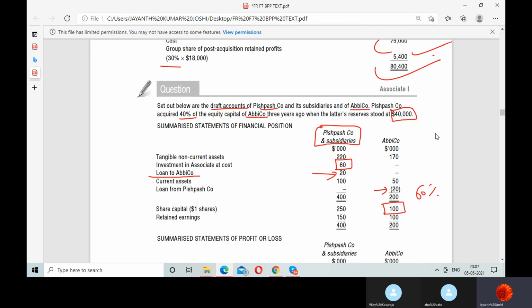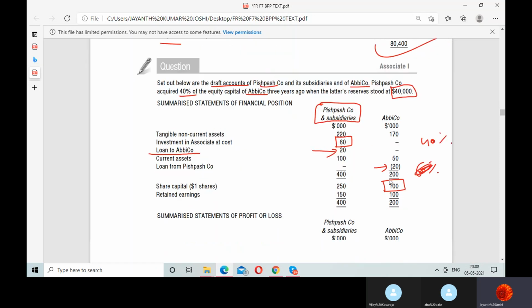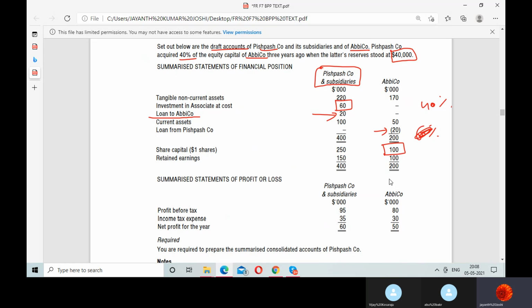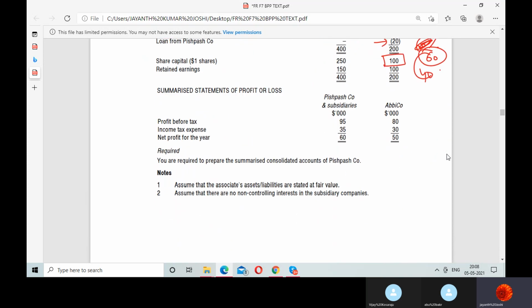But it is not like that. Actually, Pishpash company acquired 40% of the equity. Ah, it is 40% that they have acquired, and 60 is Abbey company's capital. So for 40%, which happens to be this much, they paid this much. That is a different ballgame. They can pay a higher amount, correct? Yes, they have paid a premium.